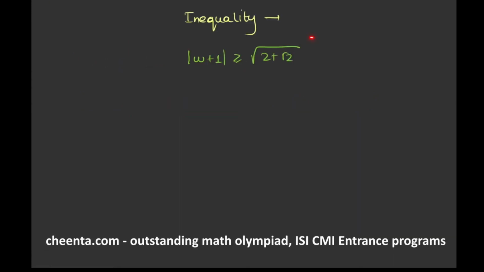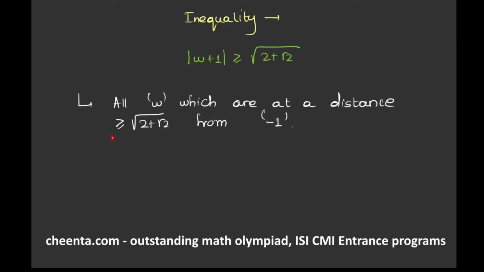First, let's focus on the inequality and try looking at things geometrically. At times, looking at things geometrically helps give more insight into the problem than the bare equation itself. Now, coming back to the problem itself, we have been asked for this inequality, that is, mod of omega plus 1 greater than or equal to square root of 2 plus root 2. So let's first translate this into words.